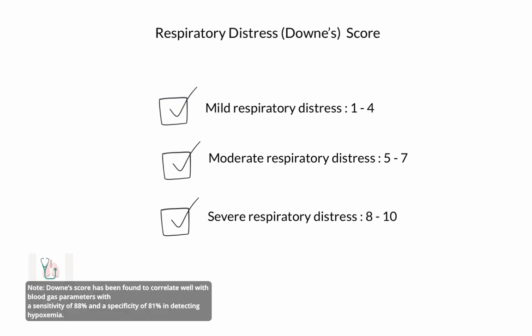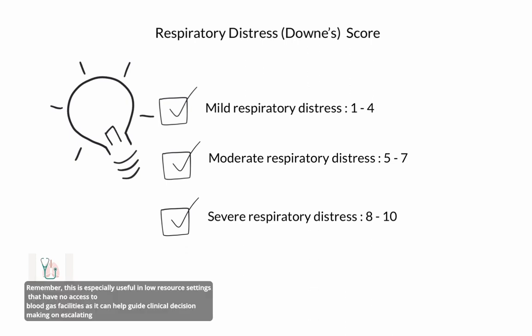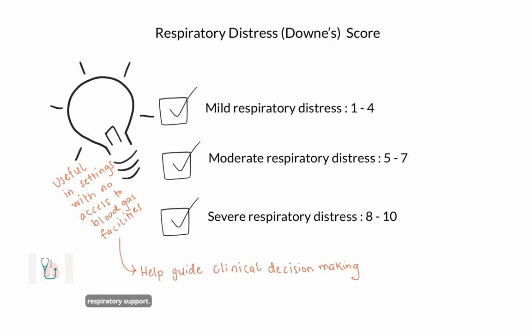Note: the Downes score has been found to correlate well with blood gas parameters with a sensitivity of 88% and a specificity of 81% in detecting hypoxemia. The absolute value dictates severity and the need for ventilation. Remember, this is especially useful in low-resource settings that have no access to blood gas facilities, as it can help guide clinical decision-making on escalating respiratory support. This brings us to the end of the second video.